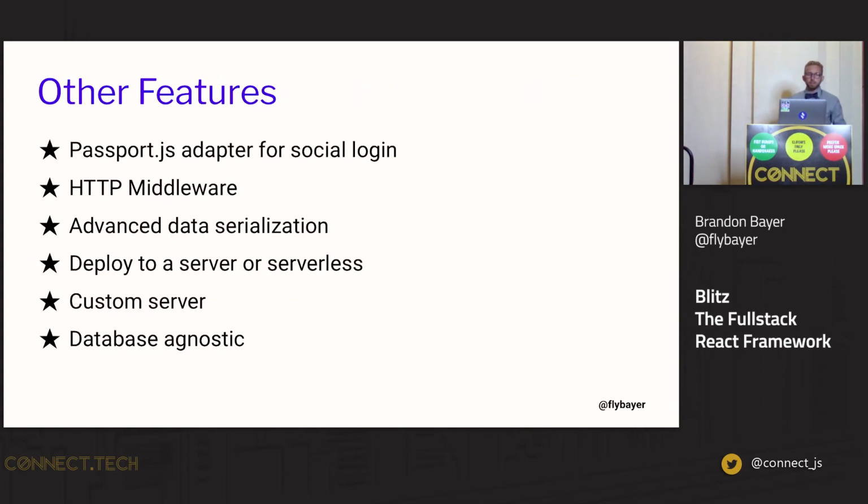Okay, a few other features to note is it's very easy to add social login via Facebook, Twitter, etc., using our Passport.js adapter. So you drop that on an API route, drop in the Passport adapter, and it'll integrate with the Blitz session management. We have HTTP middleware that you can run against your queries and mutations. That's how we implement our authentication. The serialization I talked about, super JSON. And you can deploy to a server or serverless.